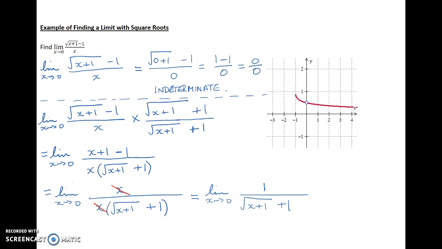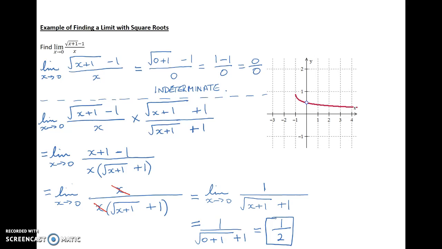Now we've done our cancelling. After you do your cancelling, that's when we can do our substitution. So this becomes 1 over the square root of 0 plus 1 plus 1, which is 1 over the square root of 1 plus 1. The square root of 1 is 1, 1 plus 1 is 2. So the limit as x approaches 0 of this function is 1/2.